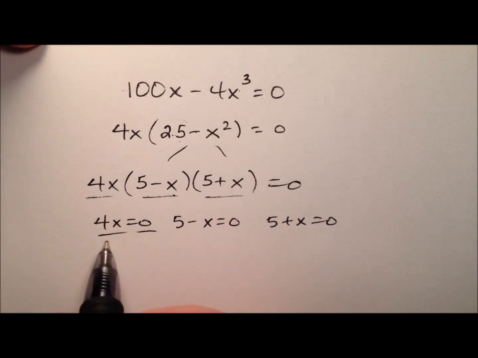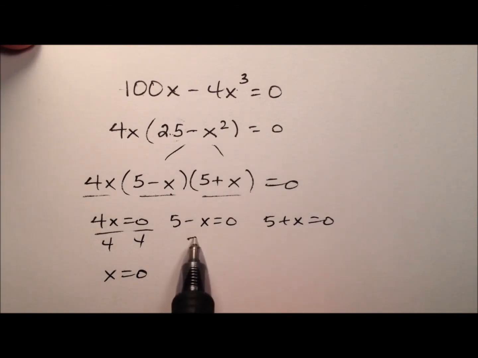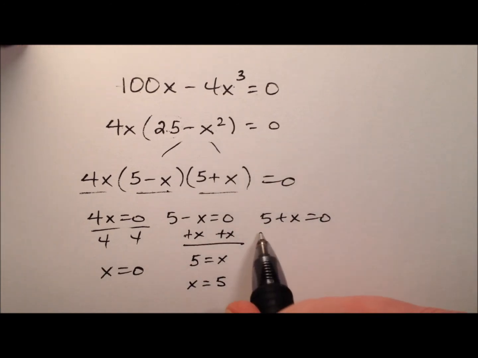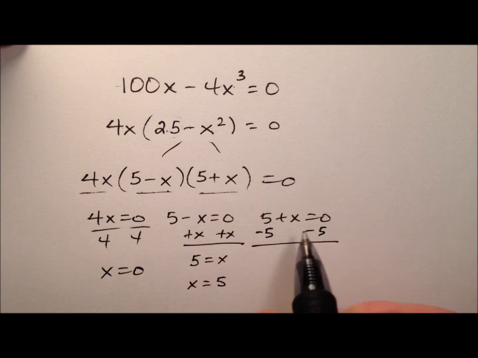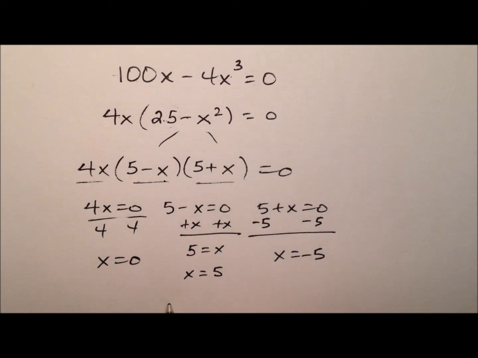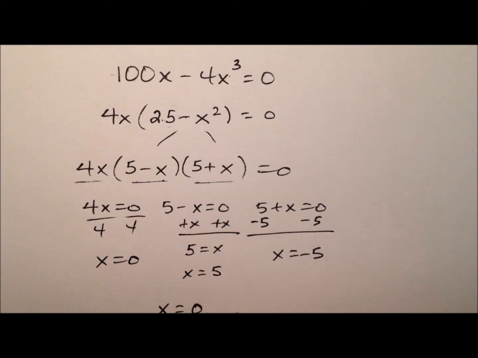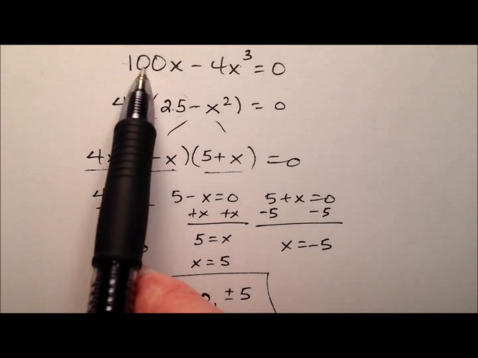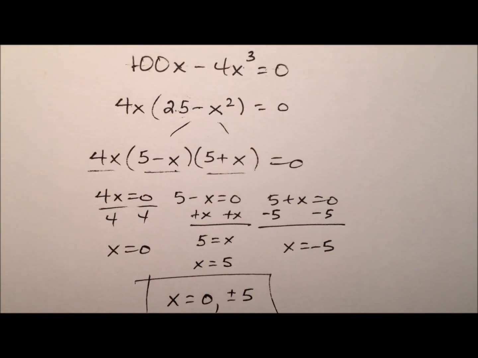So in this first one, we're just going to divide both sides by 4, and it looks like x equals 0. This one, we can add x to both sides, and so we'll say 5 equals x, or of course, x equals 5. And then the last one here, we're going to subtract 5, and we'll have x equals negative 5. So we actually have three different values for x, and it looks like x equals 0 and plus and minus 5. So here are the three solutions for our original equation.